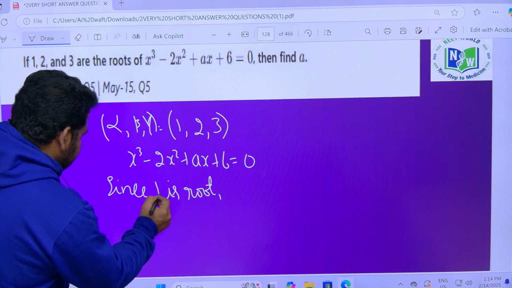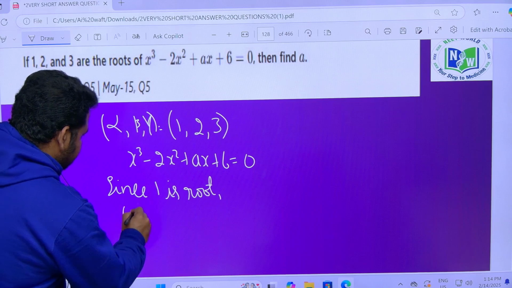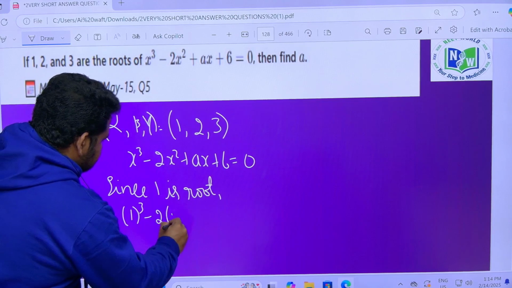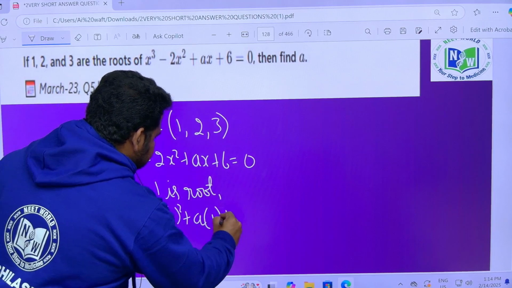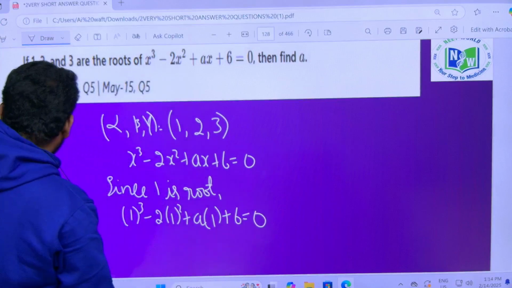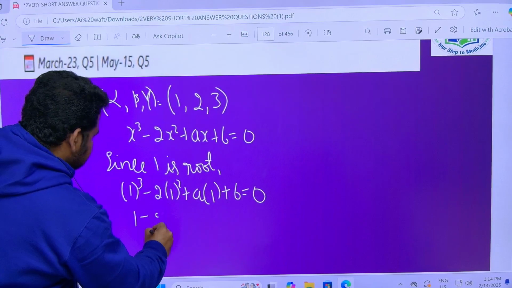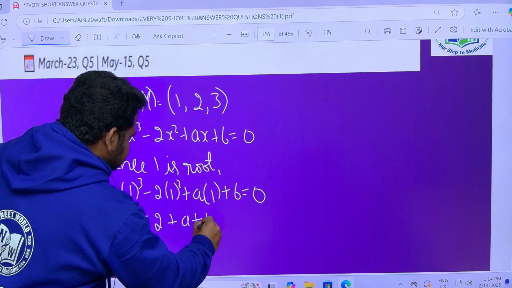So let us substitute the value of x is equal to 1. This will become 1 cube minus 2 to the power of 2 into 1 square plus a into 1 plus 6 is equal to 0. So what will this be? 1 minus 2 plus a plus 6 is equal to 0.